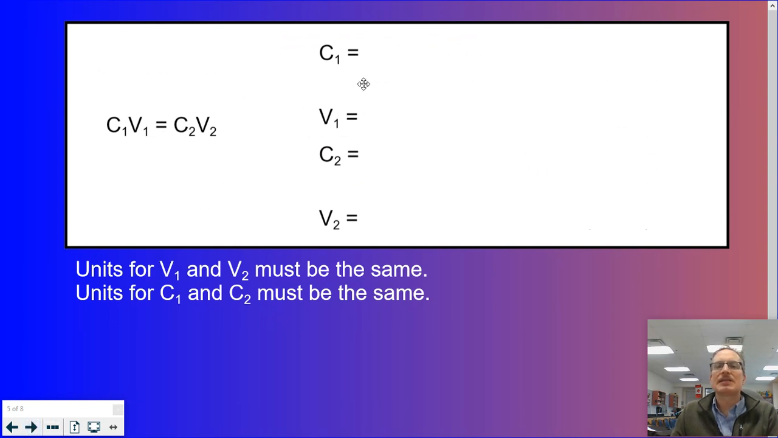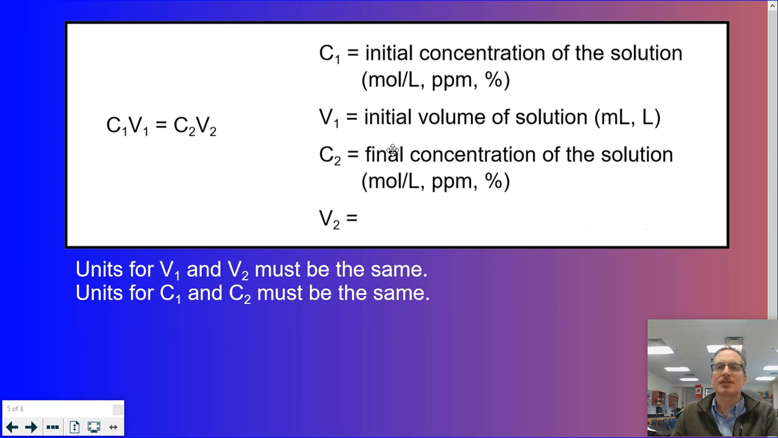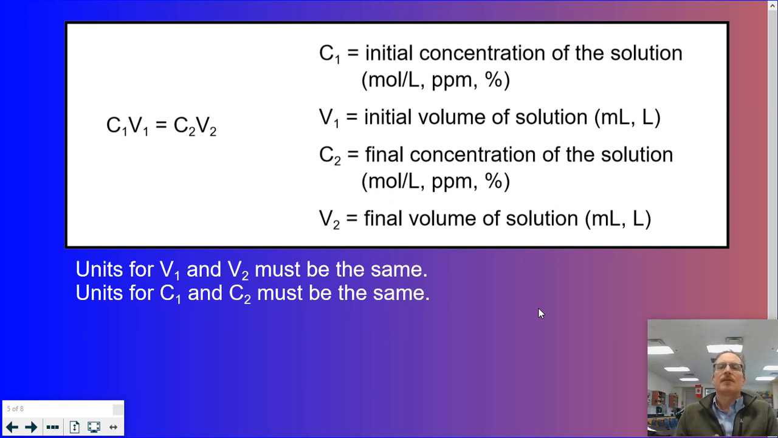In this formula, C1 stands for the initial concentration. V1 stands for the initial volume of this solution. C2 then is, of course, the final concentration of the solution, and V2 is going to be the final volume of the solution. Now, like in most of the formulas we've done, V1 and V2 can have any unit they want for volume. Milliliters, milliliters, liters, liters, kiloliters, kiloliters. What's important is the unit is the same for both the initial and the final volume.